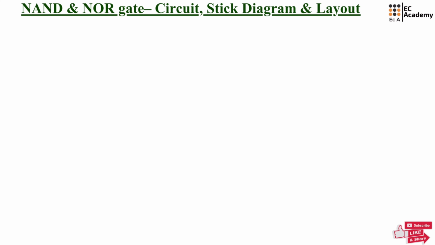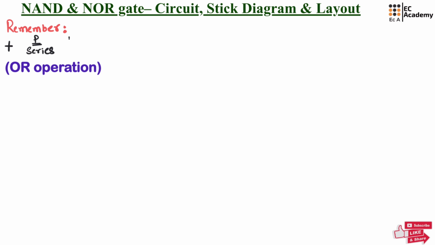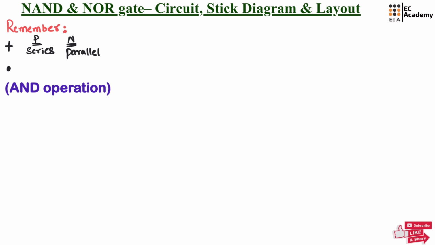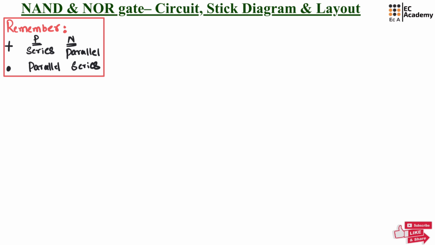In this lecture, let us understand circuit, stick diagram and layout for NAND gate and NOR gate. Before implementing these NAND gate and NOR gate, you need to remember whenever there is a plus sign in logic equations for a PMOS, you need to represent the expression in series, and for NMOS, you need to represent the equation in parallel. And whenever there is an AND operation, you need to represent the equation in parallel for PMOS, and for NMOS, you need to represent it in series.